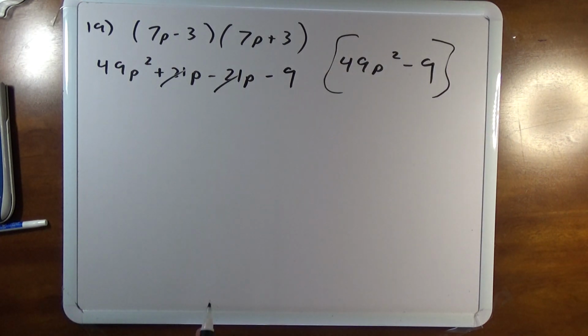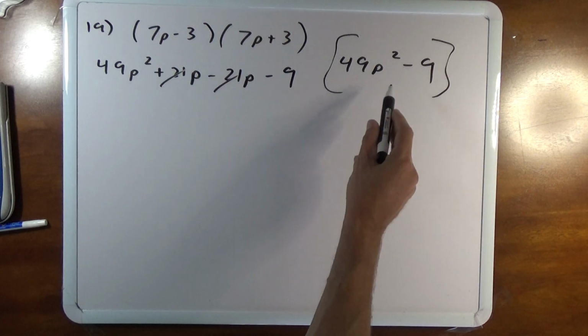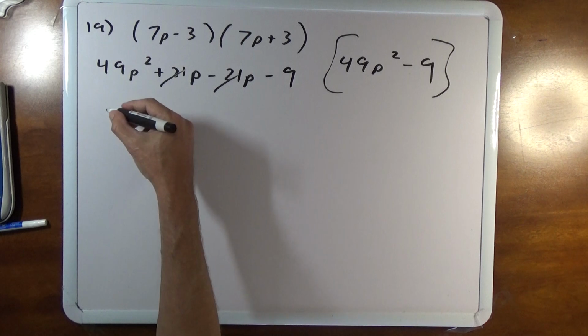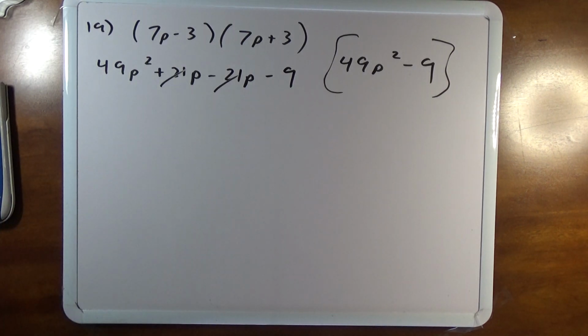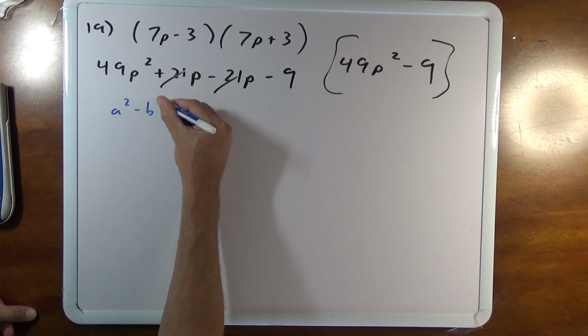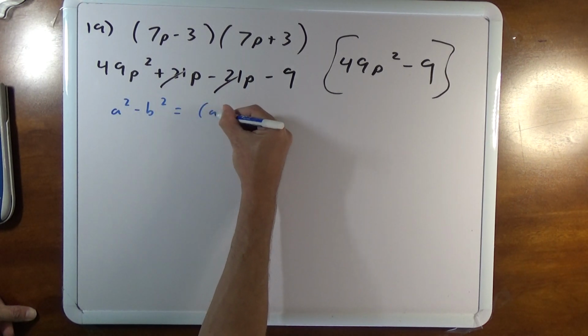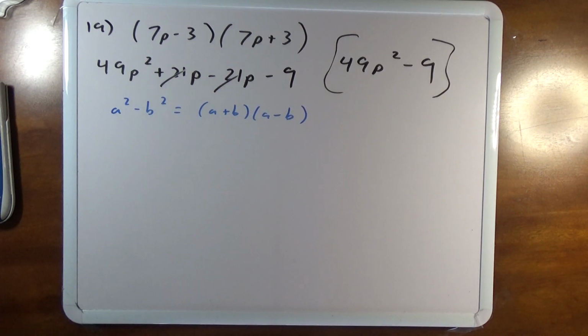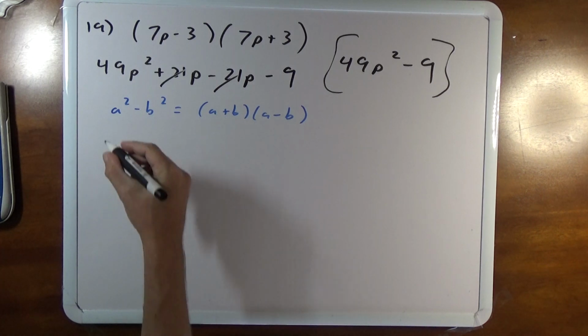So that's a difference of squares, right? So a would be 7p and b would be 3. And again, it's more often seen to factor the difference of squares, to do the reverse of what we just did. I mean, you may be asked to do either, in general.